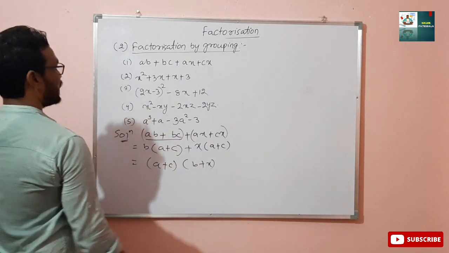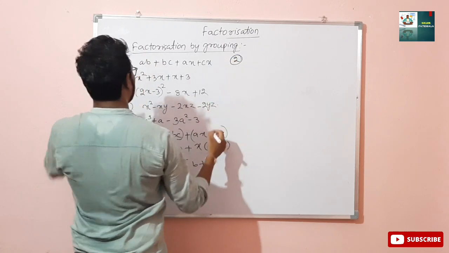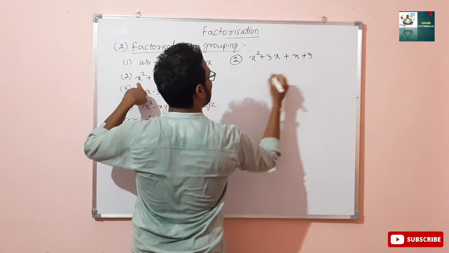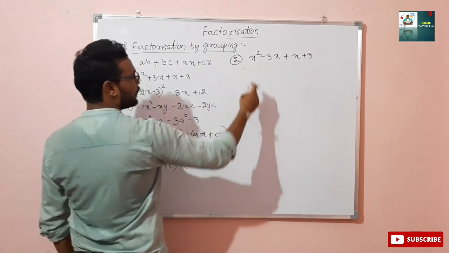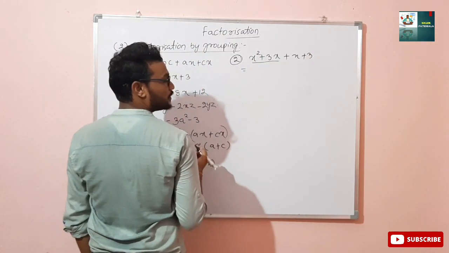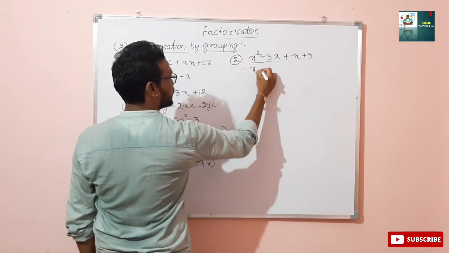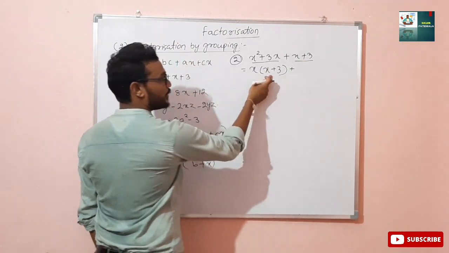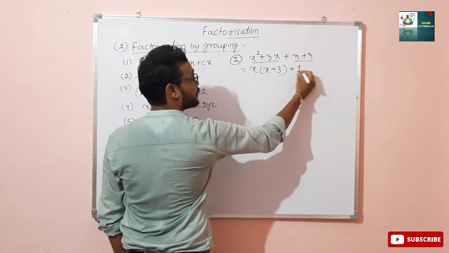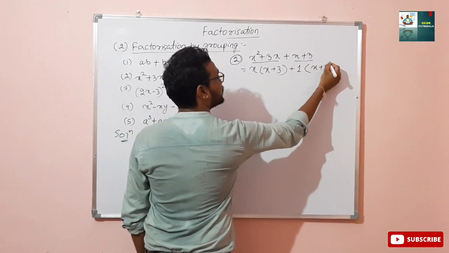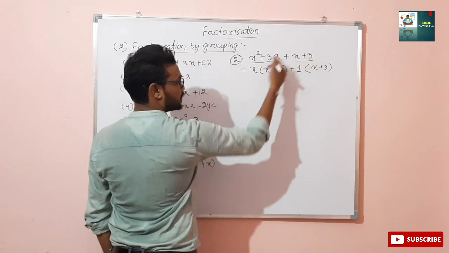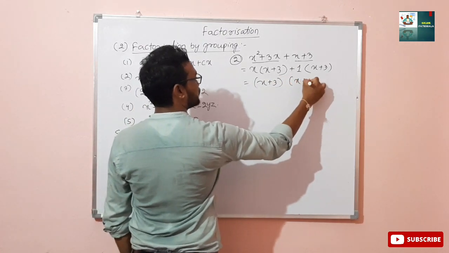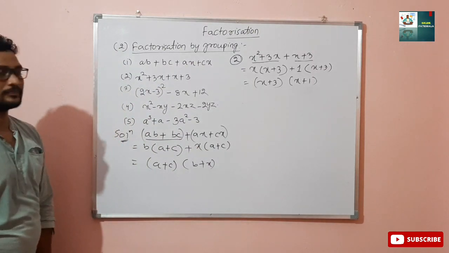Okay. Second one, number 2, is given x squared plus 3x plus x plus 3. So now look, you can take the common factor of these 2, that is x. Here how much is left? x. Here 3 left. Now this one is x plus 3. Here we have got x plus 3. So if I take 1 common, it is x plus 3. 1 into x plus 3, x plus 3. That is, x plus 3 is common in both the terms. That is x plus 1. Okay?